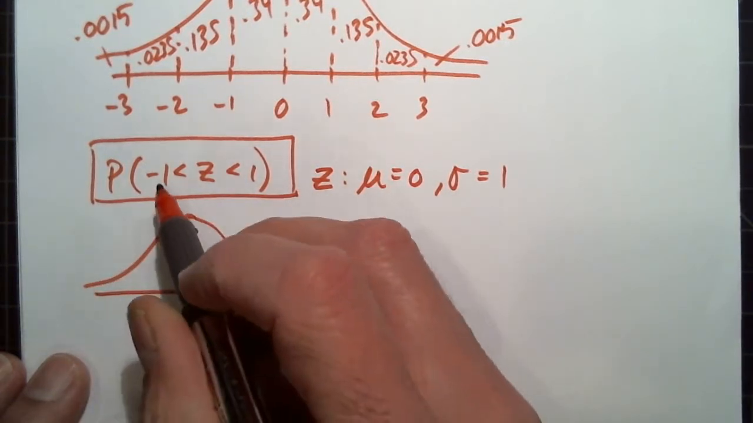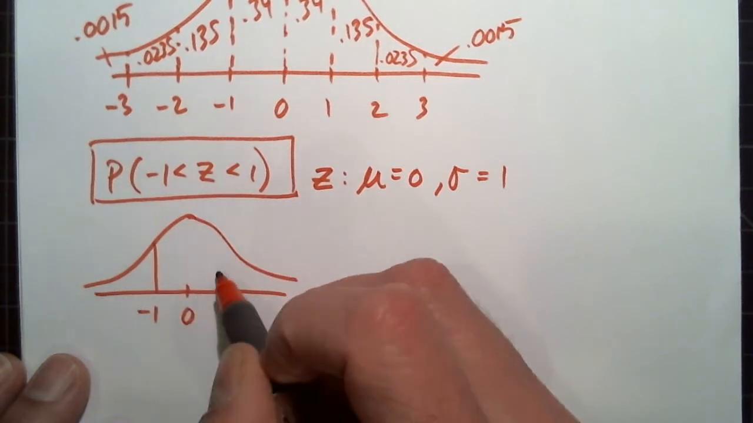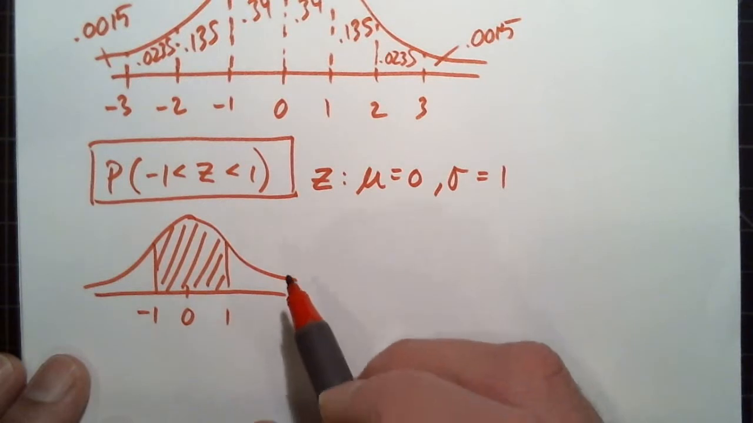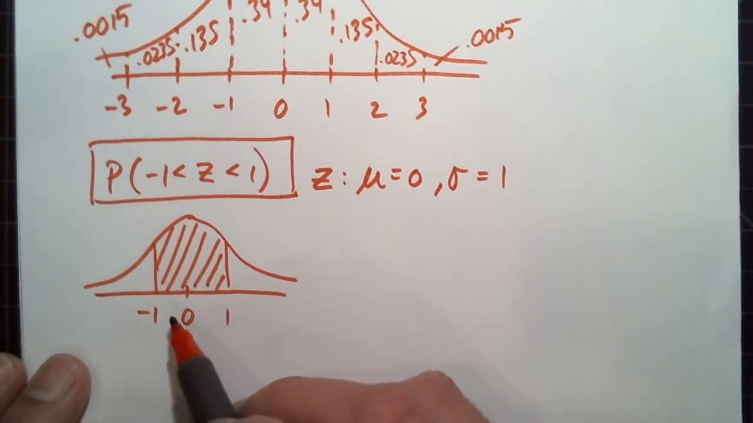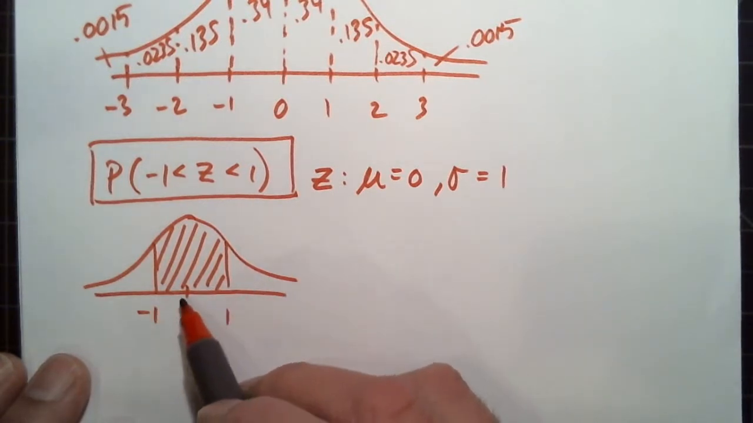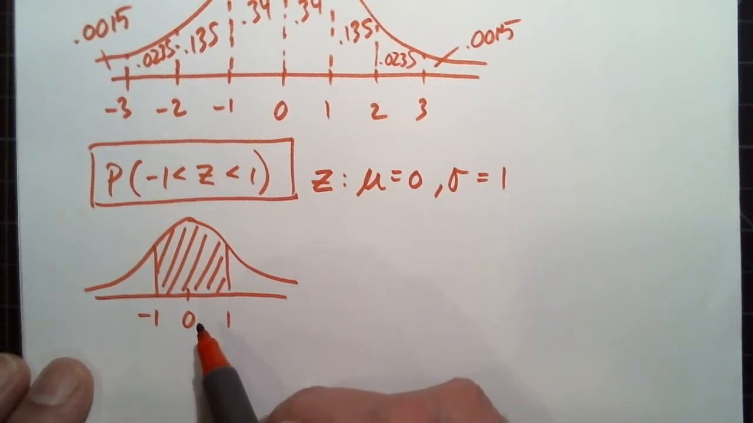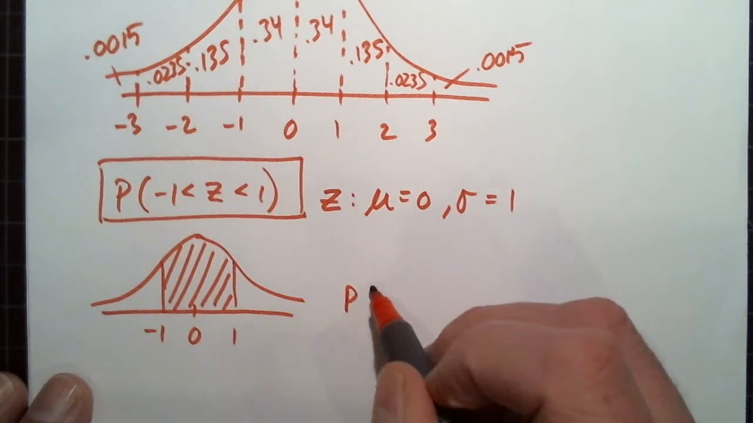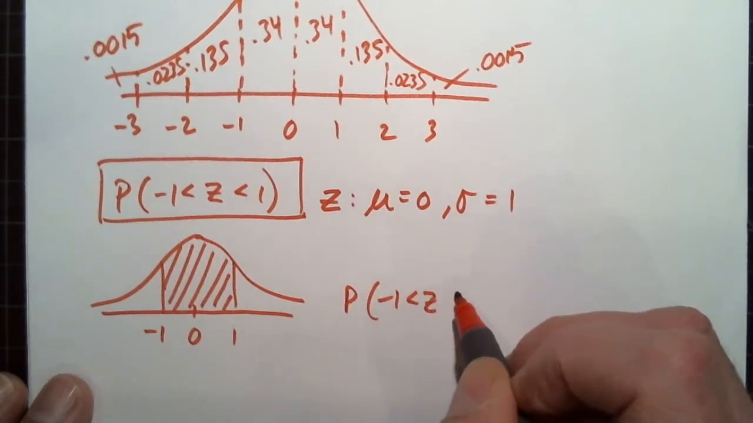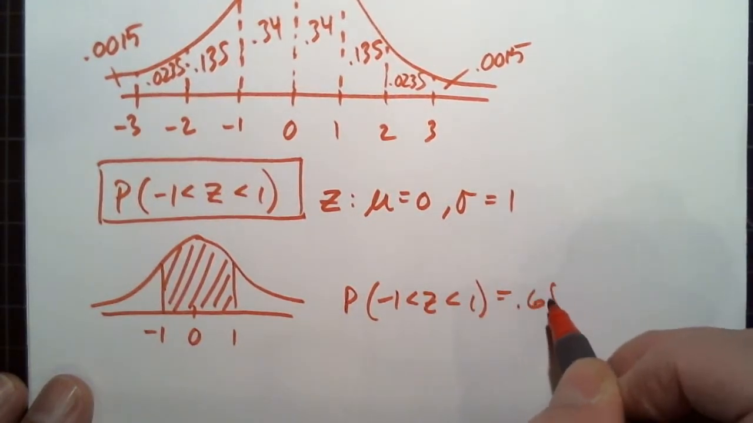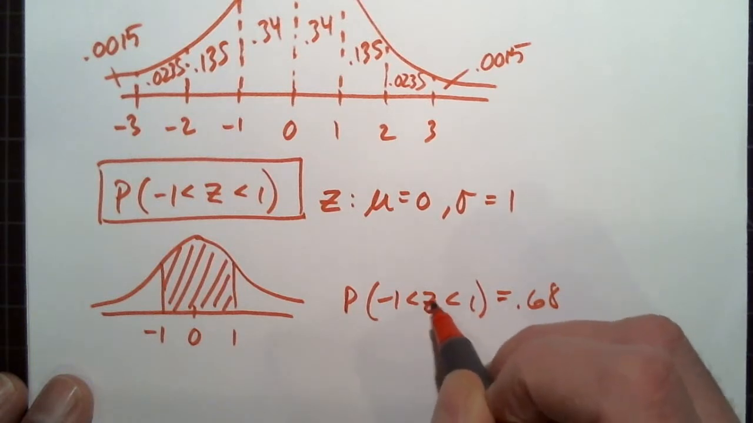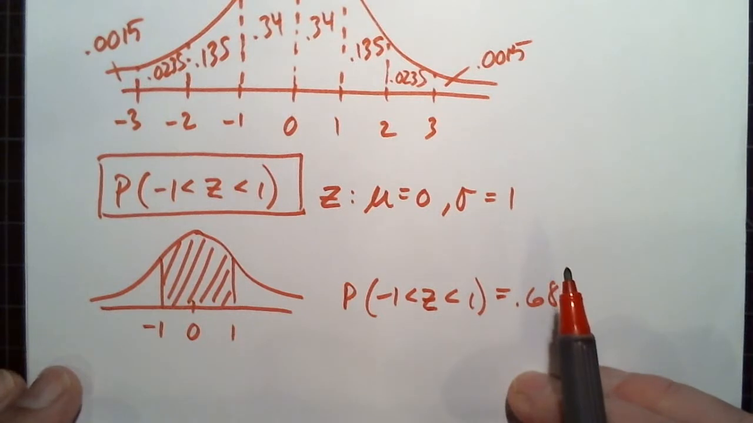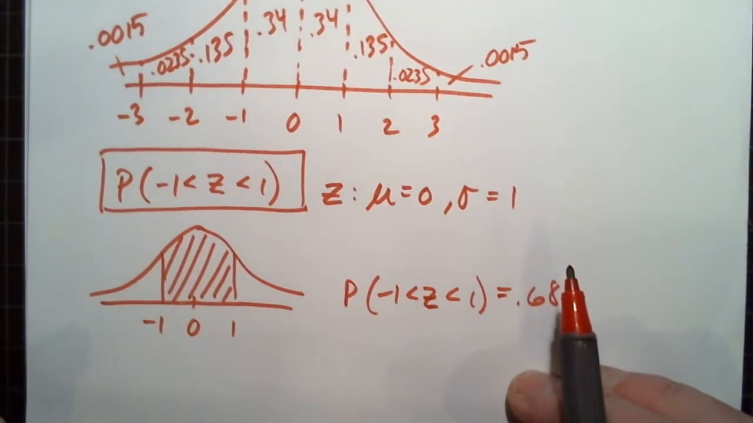The mean is 0. We're going to go from -1 to 1, shade the region that we want, and then we have to think about 1 standard deviation up, 1 standard deviation down. We know that's going to be 0.68. So the probability that -1 is less than z is less than 1 is approximately 0.68. By the empirical rule, it is 0.68.